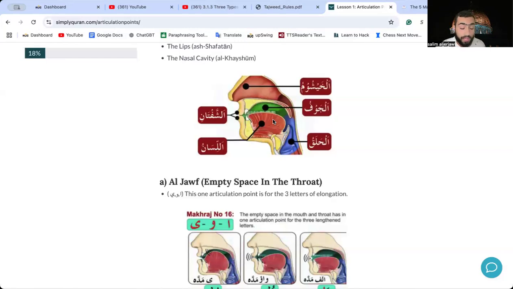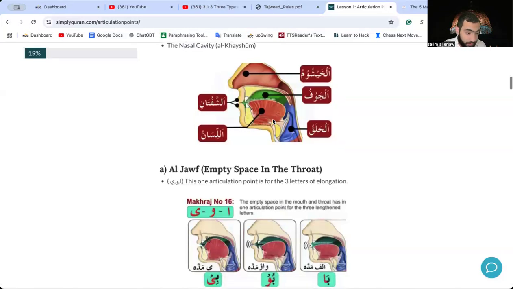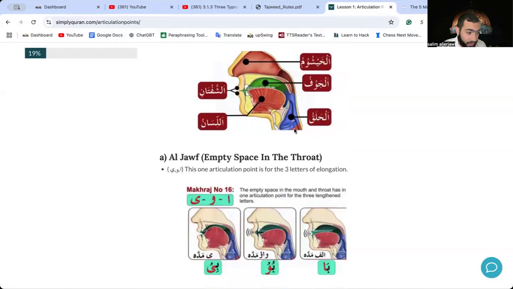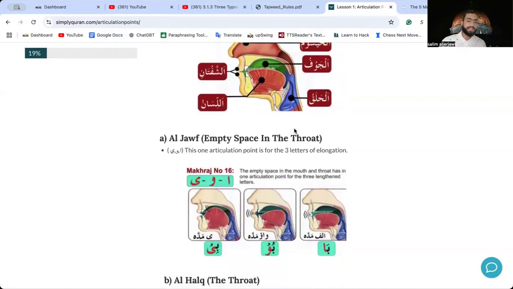Now, what are the letters that come from the jawf area? The jawf is only 3 letters, which are alif, waw, and ya, but not normal alif, normal waw, normal ya. Now, alif and ya have 2 different exits. That is important because we need to distinguish between those exits. Now, the 3 letters that we need to focus on are the maddi alif, the maddi waw, the maddi ya.